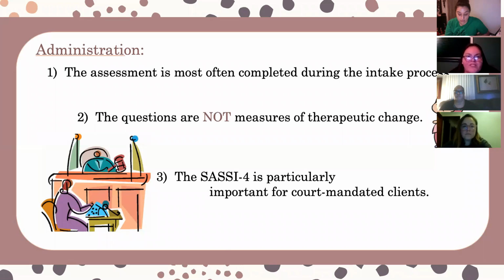Keep in mind that the questions are not measures of therapeutic change and therefore are not recommended to be re-administered, except when screening yields a high random answering score or if the clinician deems the individual did not follow, understand, or was defensive while taking the assessment. Third, the SASSI-4 is particularly important for court-mandated clients. The client analyses, scores, and or diagnoses are often passed along to necessary court liaisons.